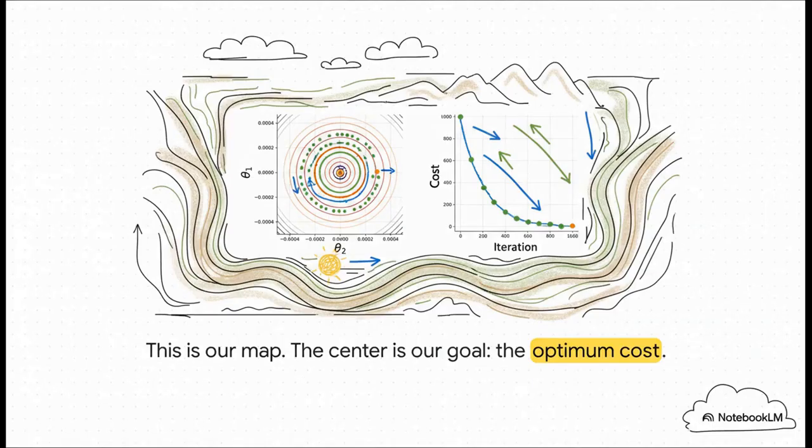All right, now take a look at this. This is our map. I want you to imagine it's like a topographical map of a huge valley. Every single point on this map, literally every pixel, represents one possible setting for our parameters, for theta. And the altitude represents our model's error, what we call its cost. So the higher up you are on this map, the worse our model is doing.